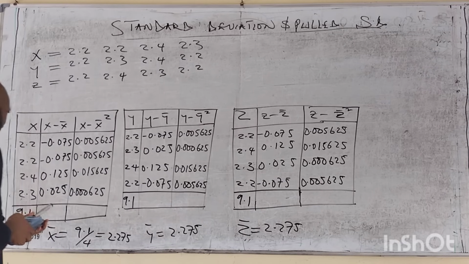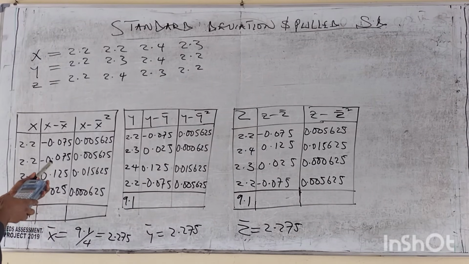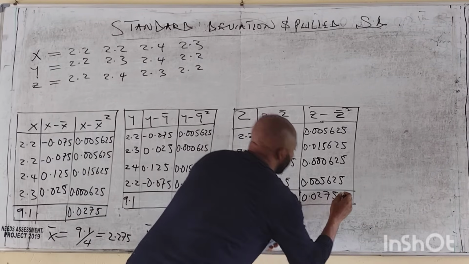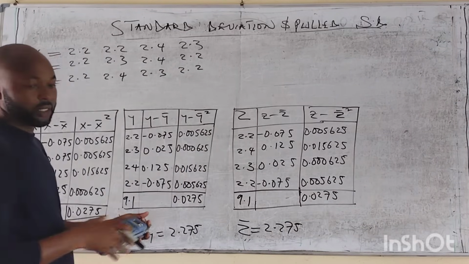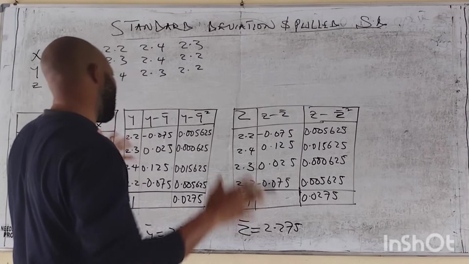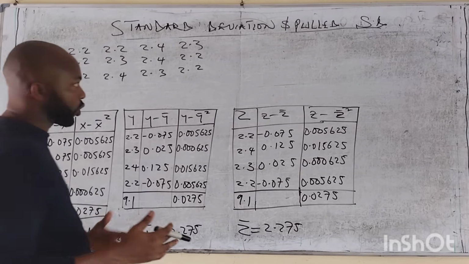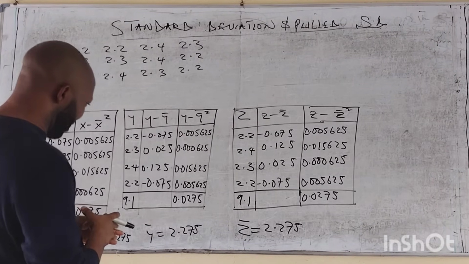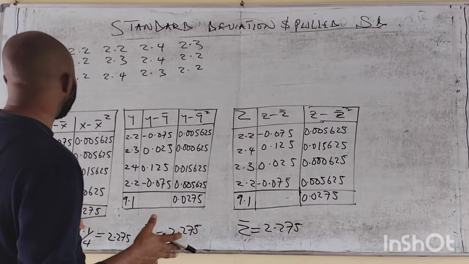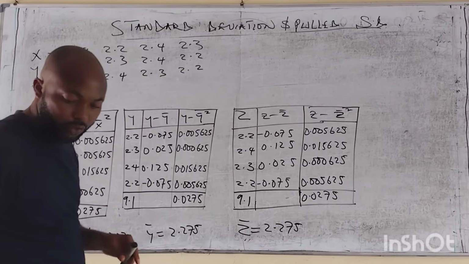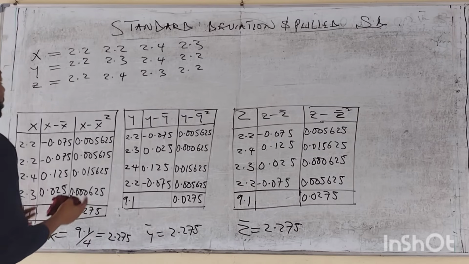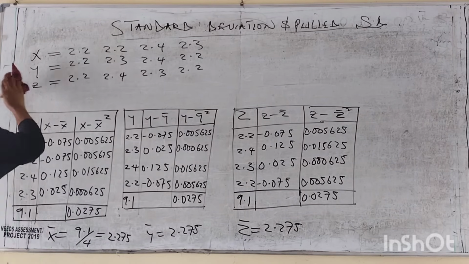So let's proceed. 0.005625 plus the other terms. So this is the summation of our x minus x bar squared, y minus y bar squared, z minus z bar squared. So I have to put it into the formula now and proceed. I can take this out, but remember, don't forget what we've been doing so far in order that we'll be in alignment with the necessity.